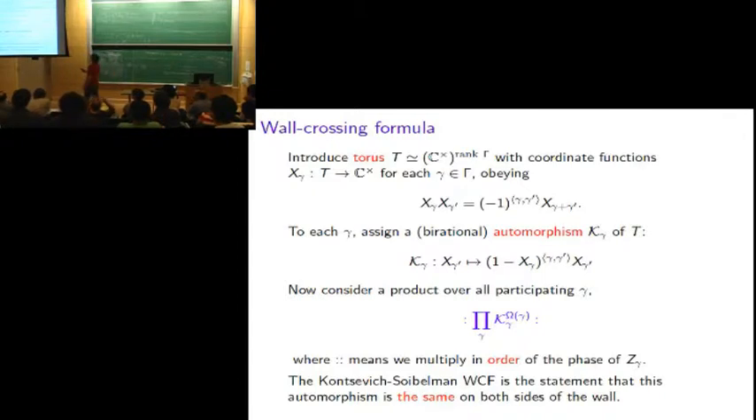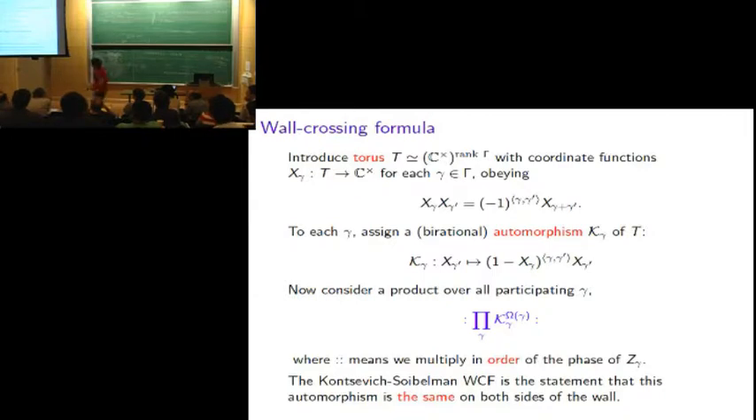Or if I'm completely honest, there's a little twisting in the story. There's a little sign. Just ignore that sign. And now here's what I do. So for every gamma, I assign an automorphism of this torus, which I write just by showing you how it acts on the coordinates. It just multiplies them by this factor.